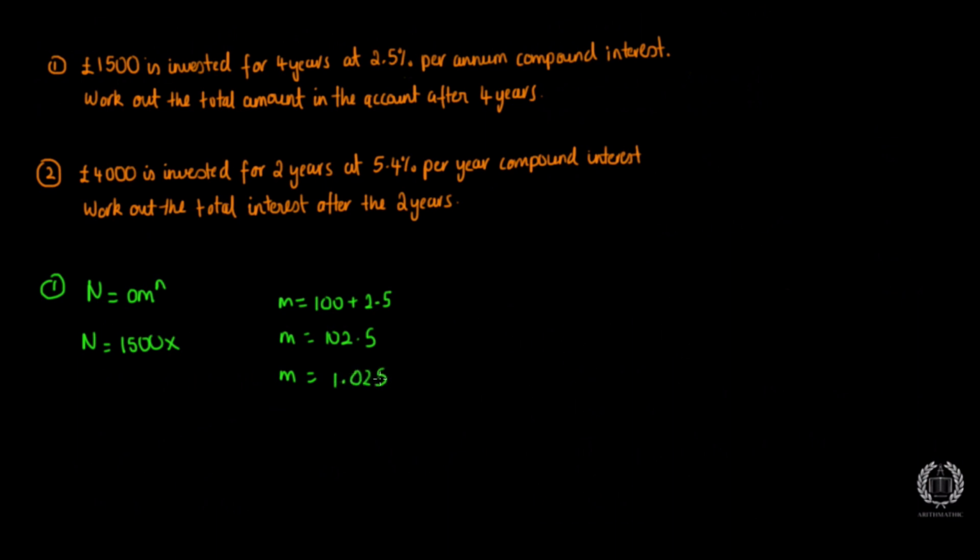So that's my multiplier. Now what we're going to do is put that multiplier value back into the equation. So if we put that here, 1.025, and then n is the number of years. So in this case, we're looking at 4 years. So now if we put this in the calculator, 1,500 times 1.025 to the power of 4, that should give you a final value of £1,655 and 72 pence.